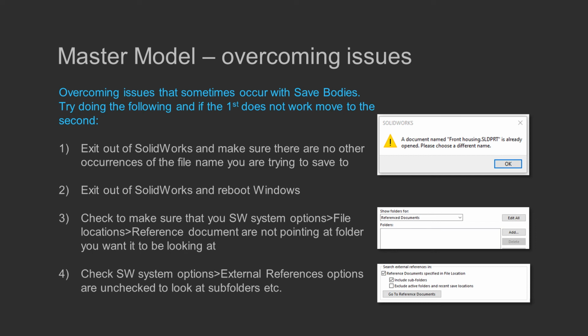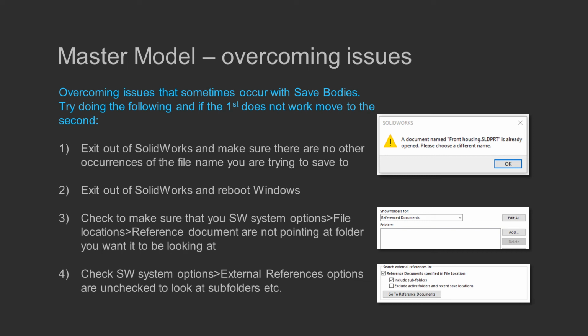So there are a number of things you can try here, and I'll just have you try these if you have this issue, starting with the first one and working down the list to the last suggestion. The first thing you want to do is exit out of SolidWorks and make sure that there are no other occurrences of that file. You can look for that when you have your Windows Explorer set to show hidden files. And if the file has a tilde symbol in front of it, that means that it's still in session. So you want to delete that occurrence of it once you're outside of SolidWorks.